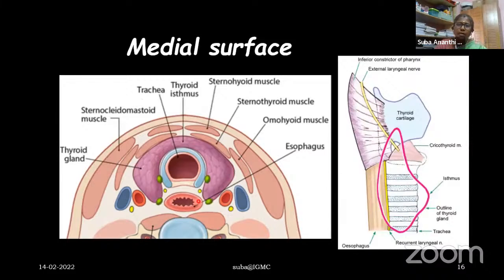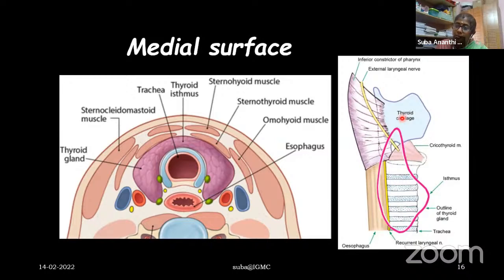So we have an important surface, the medial surface. It's easy to study, you have already studied. Two tubes are related, that is the trachea and esophagus. So we have the trachea in front and the esophagus behind. Two cartilages are related: we have the cricoid cartilage and the thyroid cartilage.